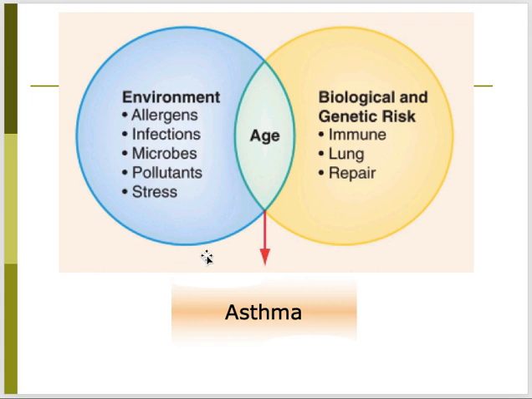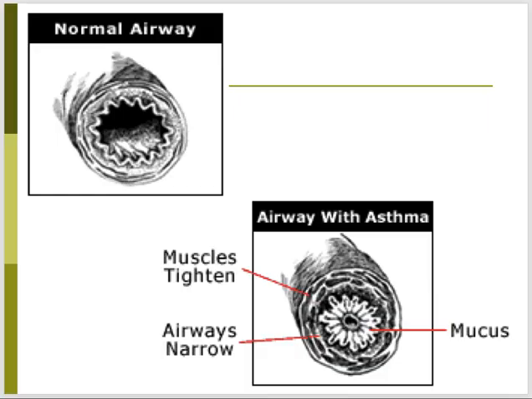Now, guys, we all know about asthma. What is asthma? It's a reversible constriction of the small airways. We all know that it's a very common condition. This is a normal airway and this is the airway with asthma. We all know their airways are hyper responsive to any endogenous or exogenous stimuli.